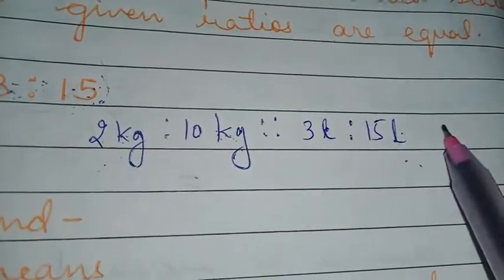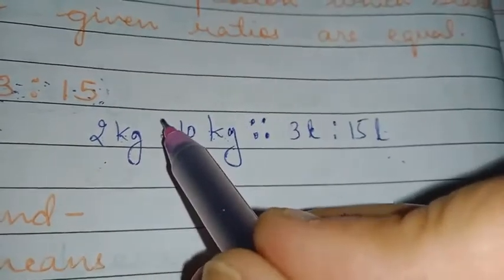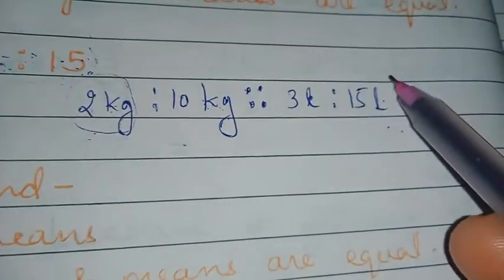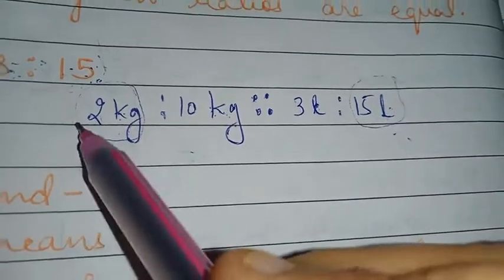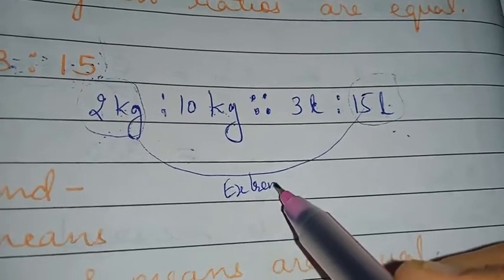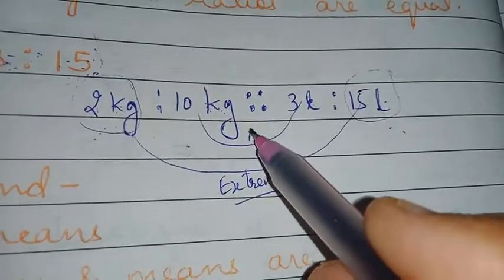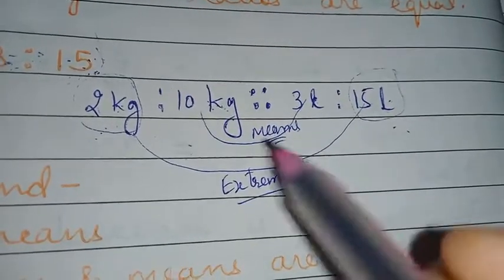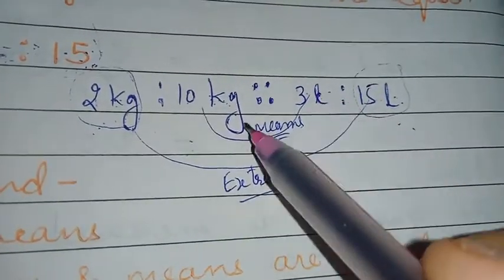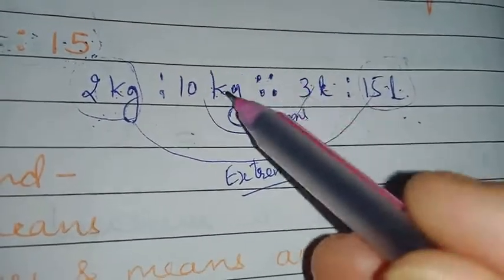Then extremes and means. Now I have this example, with the proportional sign. The extreme numbers, these two, are called the extremes of proportion, and the middle two are called the means. So 2 kg and 15 liter are extremes, 10 kg and 3 liter are means. Those who are at extreme distance are extremes, and those who are in the middle are means.